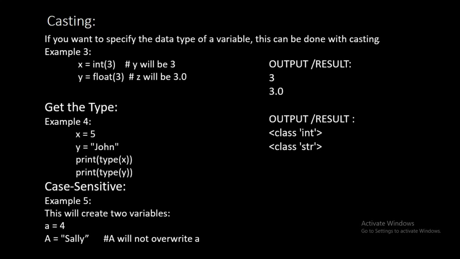Case sensitive. Python is case sensitive because if you declare the variables like a equals 4 and capital A equals Sally, it means small a will not be overridden by the capital A, because they are both different variables. Right, so as you compile it, you can see here the output which is 4 and then Sally.